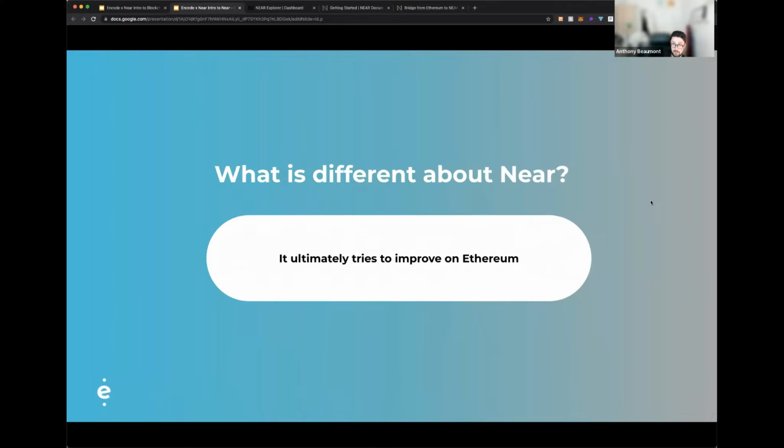Also, Near is trying to improve upon Ethereum, and I'm sure many people here could already work out some issues with Ethereum. One of which is it's expensive. A transaction fee can cost you hundreds, thousands in the worst case. As a result, therefore, it's slow. It struggles with scalability.